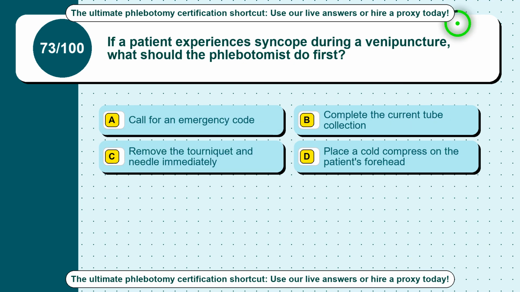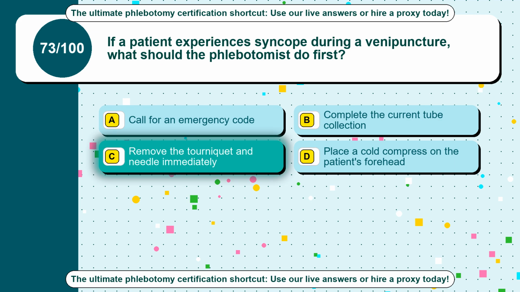Question 73. If a patient experiences syncope during a venipuncture, what should the phlebotomist do first? Option A, call for an emergency code. Option B, complete the current tube collection. Option C, remove the tourniquet and needle immediately. Option D, place a cold compress on the patient's forehead.